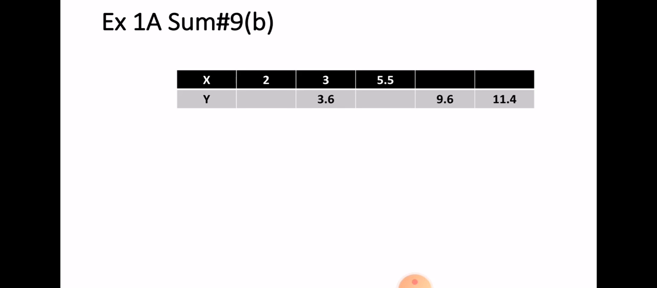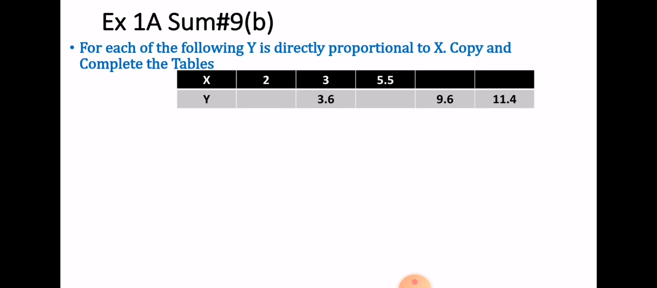In b part there is a table, but there is a slight difference: in a part there were whole numbers, but here some of them are in decimal form. So I have solved it for you because maybe some students are confused about seeing the decimal form. Okay, for each of the following, y is directly proportional to x. Copy and complete the table.